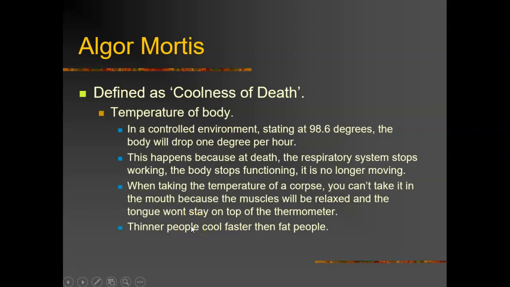Algor mortis is the coolness of death. So this refers to the temperature of the body. In a controlled environment, starting at 98.6 degrees, the body will drop 1 degree per hour, approximately. This happens because when you die, your respiratory system stops working, your body stops functioning, it's no longer moving.